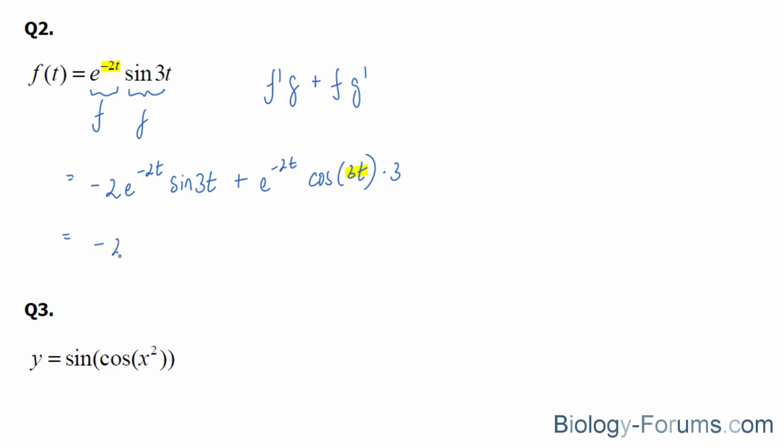So we have negative 2e to the power of negative 2t sine 3t, and here I'll bring this 3 to the front, e to the power of negative 2t cosine 3t. Let's move on to question number 3.